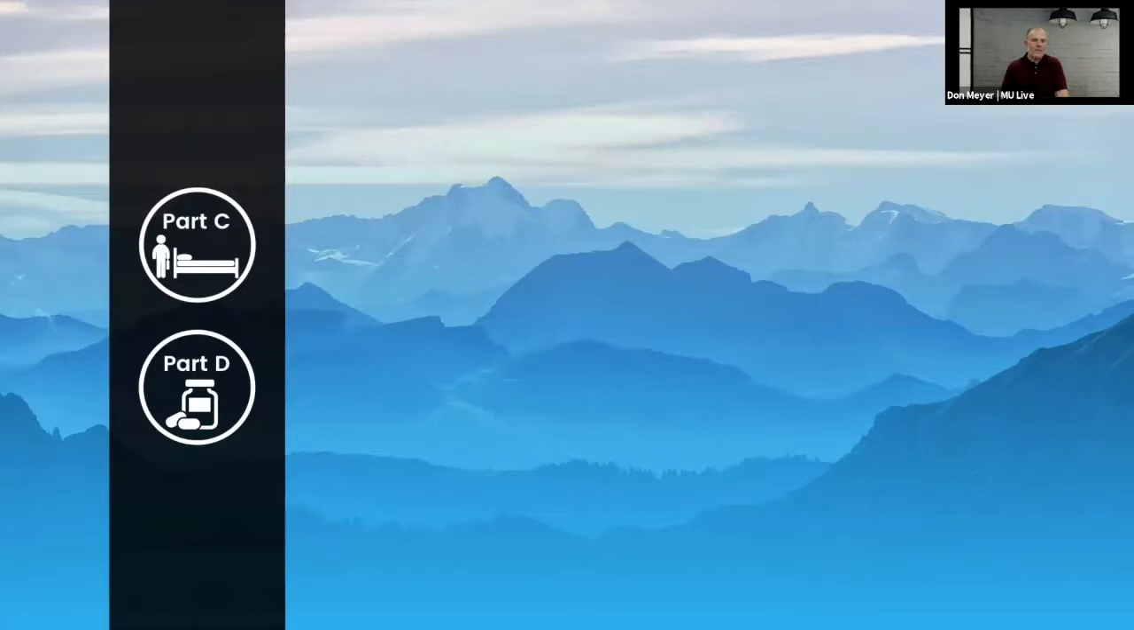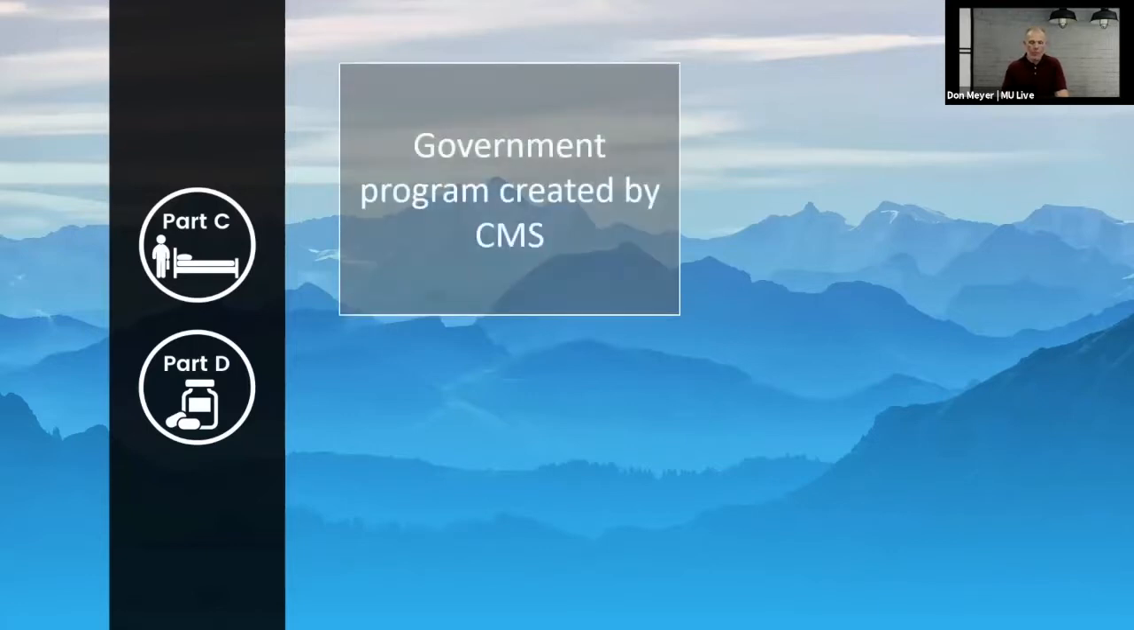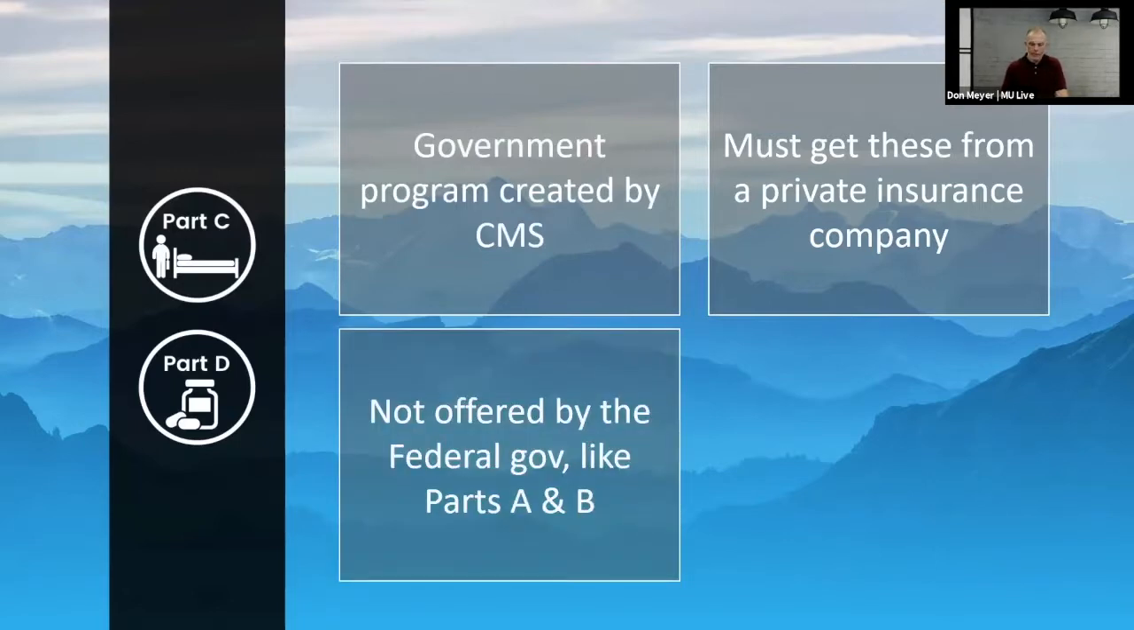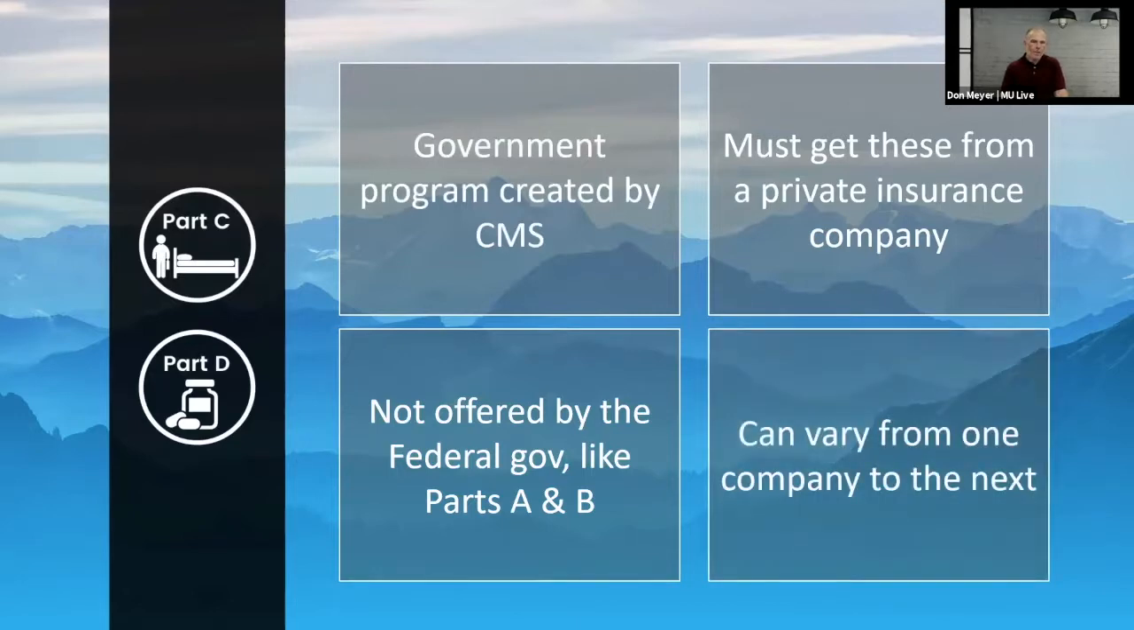All right, let's talk about the next two parts of Medicare. This is Part C and D. So these two parts here have a couple of things in common. Number one, they were both created by CMS. In addition, you must get these from a private insurance company. Even though the government created them, they're not selling them. So you have to get it from a private insurance company because they're not offering it. And all the benefits can vary from one company to the next. So that's how those work.